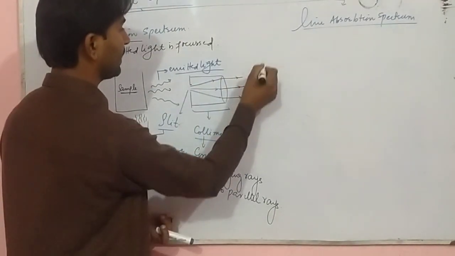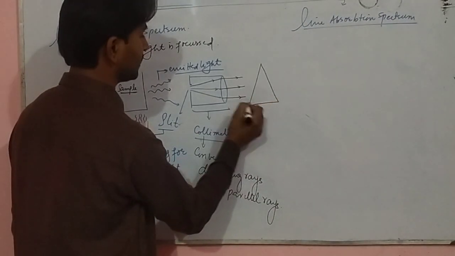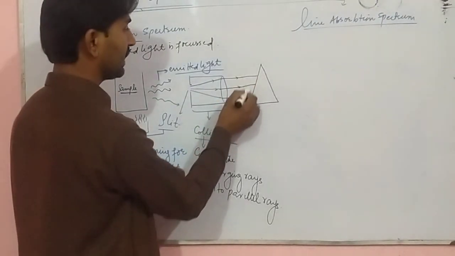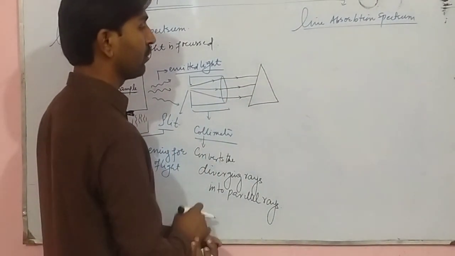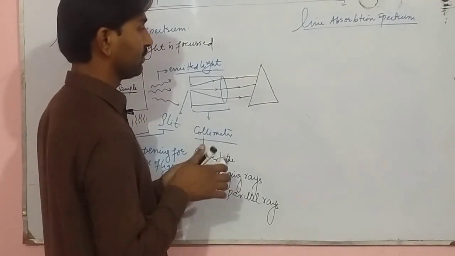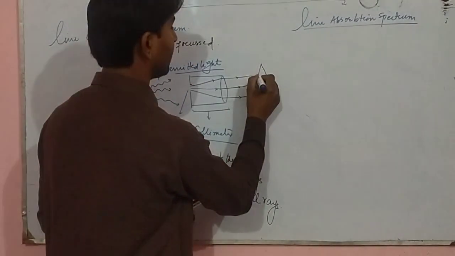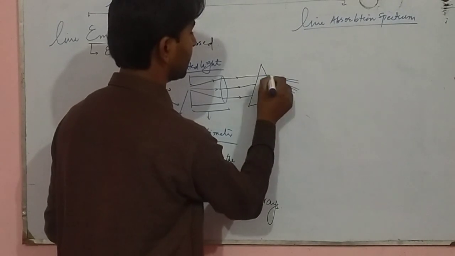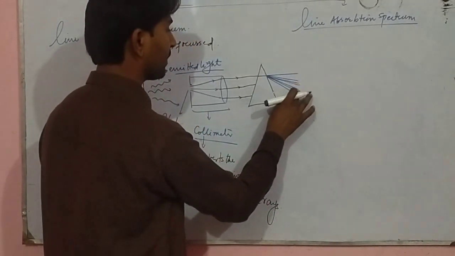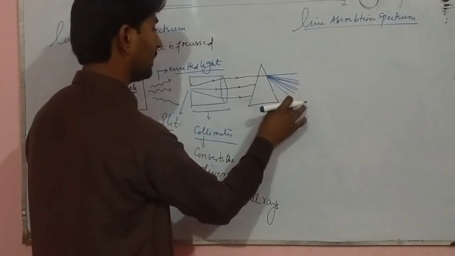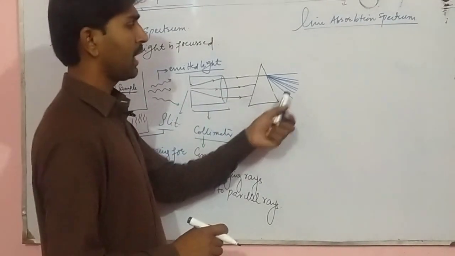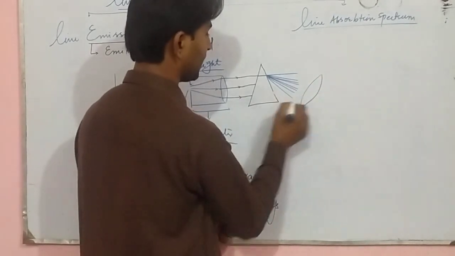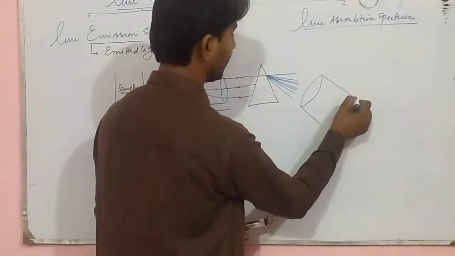After passing through the collimator, we may have a prism. The radiations pass through the prism and diffuse in different directions, in different colors. Let's take a single ray, which is split up into different colors, and these different colors we observe in the emitted spectrum. For observing these colors, we must have a telescope. This is an objective lens, and the other one is the eyepiece.